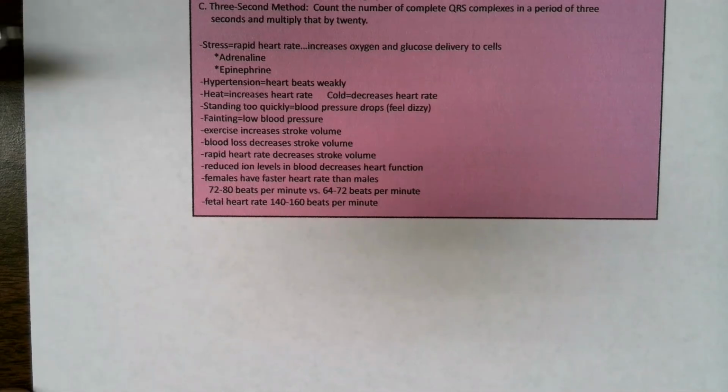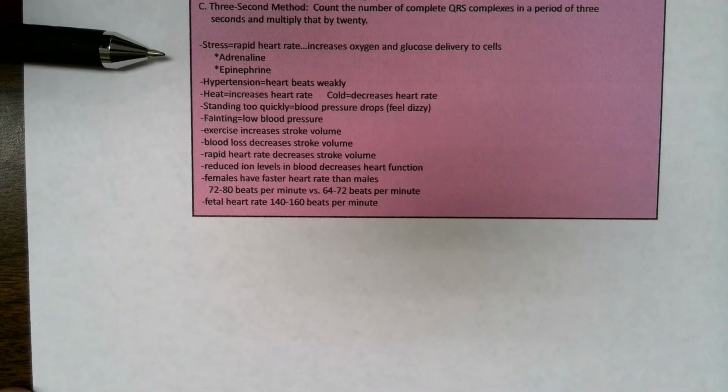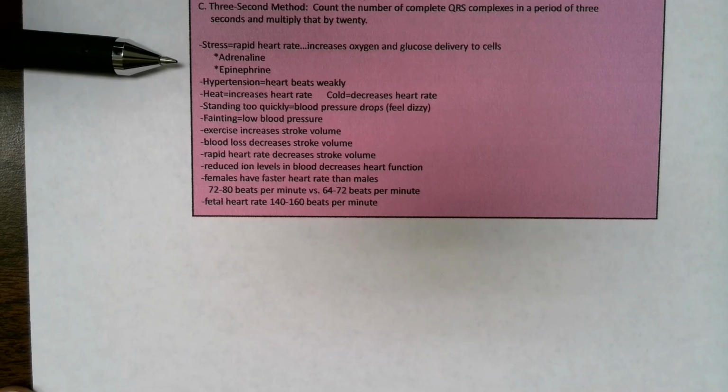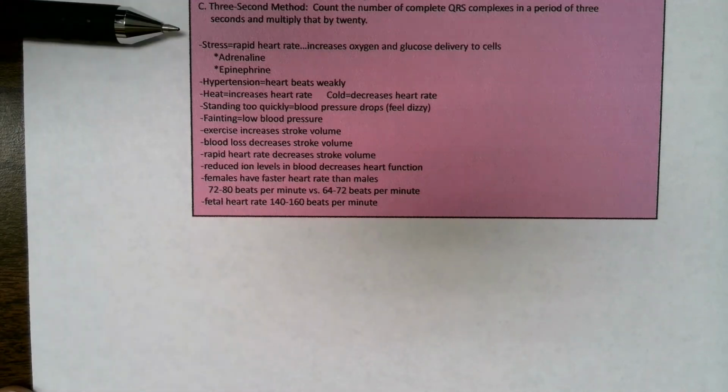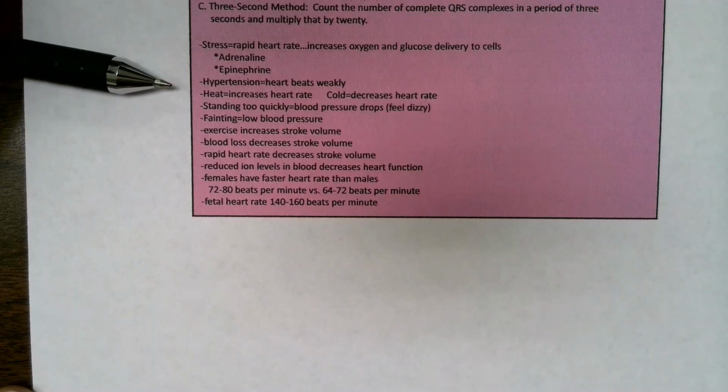Okay, so a couple things. Typically, if you're stressed, your heart rate increases. That's going to increase oxygen and glucose delivery to the cells. So it's kind of the fight or flight response with adrenaline, epinephrine. If you're under stress, or like Martina running the marathon at the beginning of the year, her adrenaline was pumping before that, and that increases the amount of oxygen and nutrients given to the cells. With hypertension, again, high blood pressure, the heart's going to beat weakly because it's not getting what it needs in order to function, because blood's going to circulate poorly.